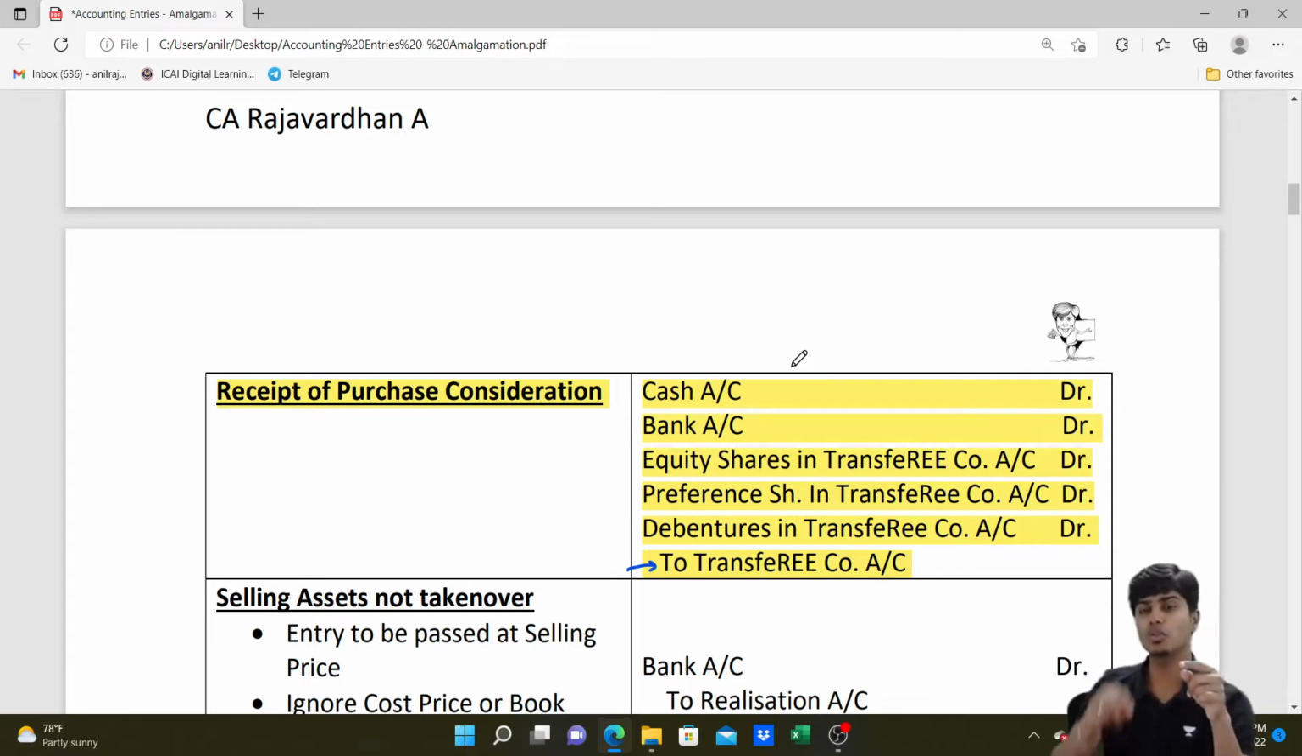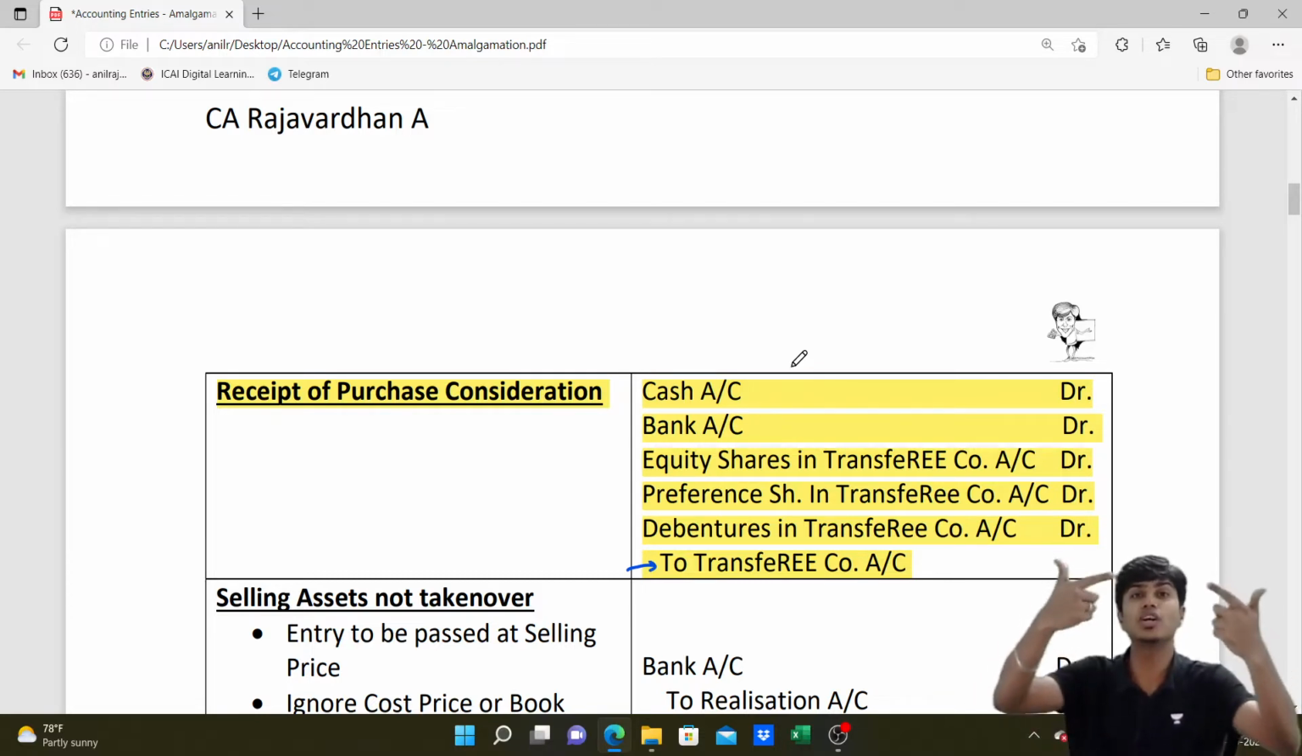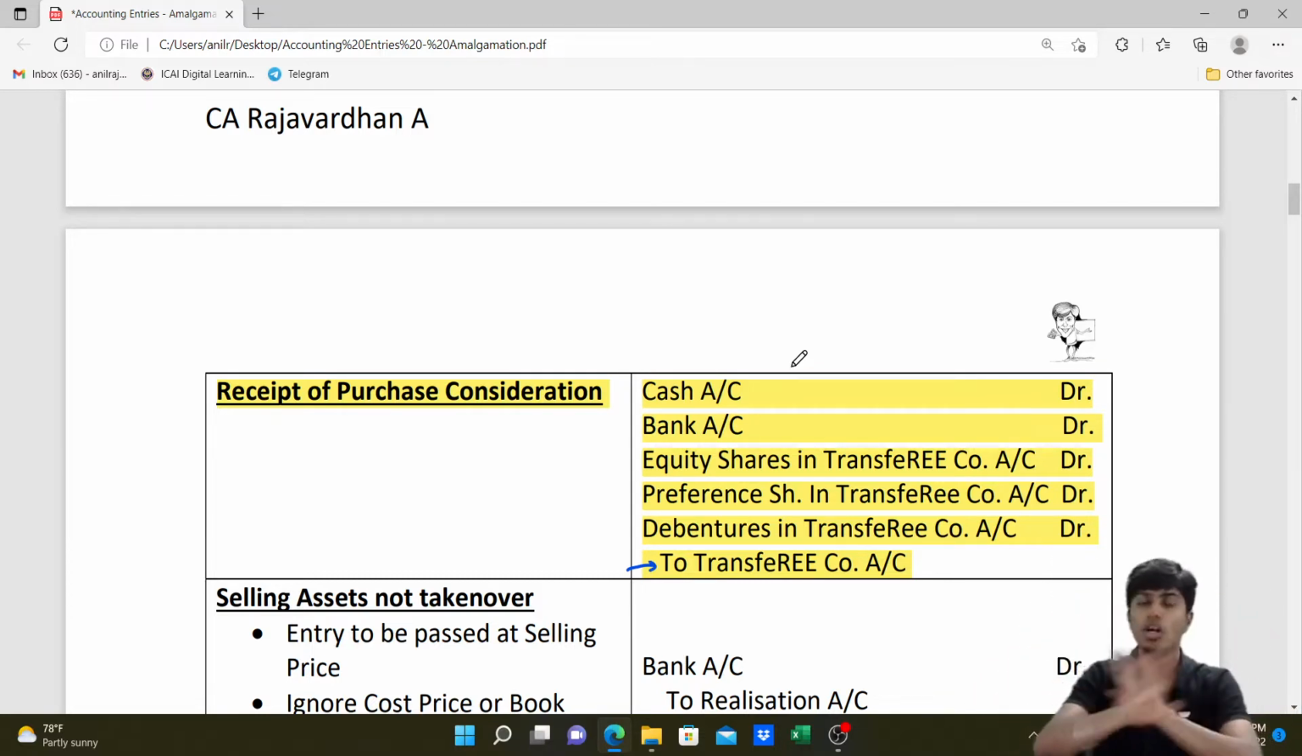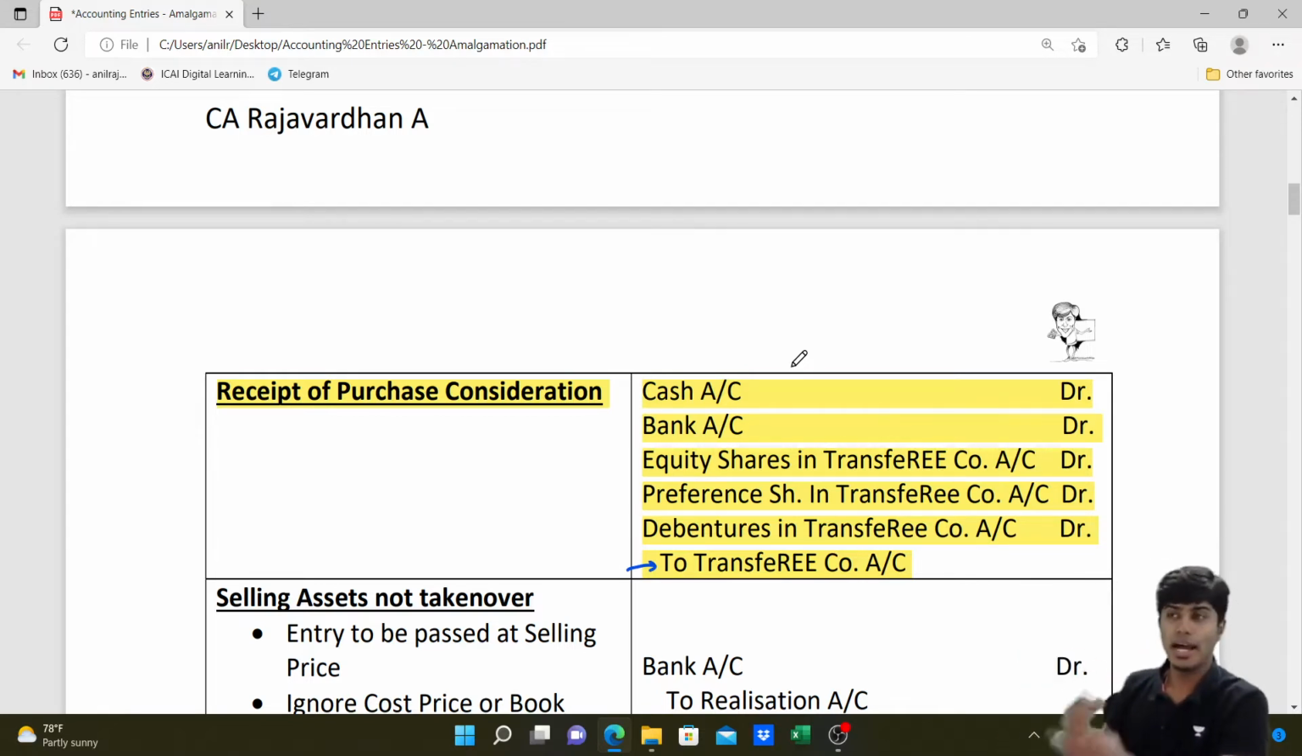So we need to account for those assets and liabilities of the transferor which are already transferred to realization but not taken over by the transferee. Let me repeat. We need to account for assets and liabilities which are transferred to realization but not taken over by the transferee. As transferor, I need to sell these assets, collect the money, and pay this money to settle my liabilities.